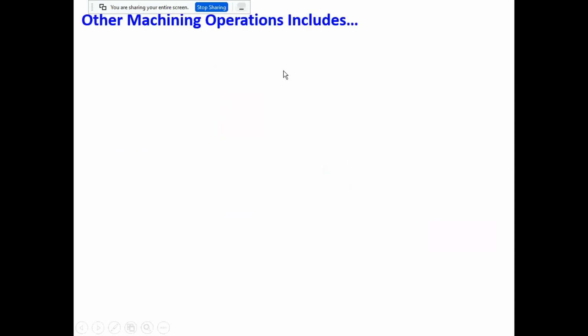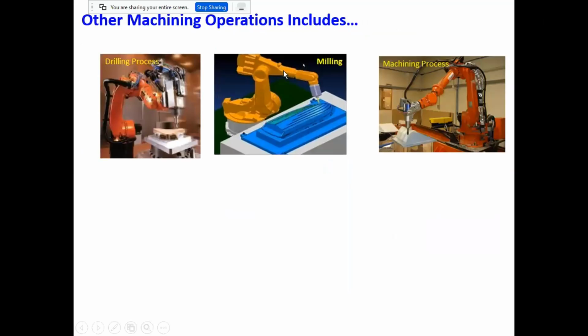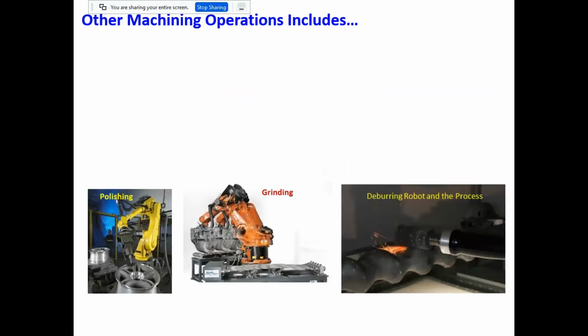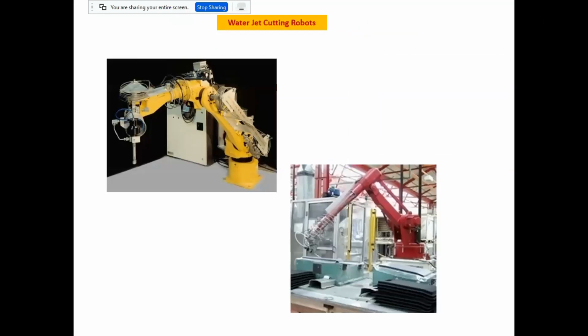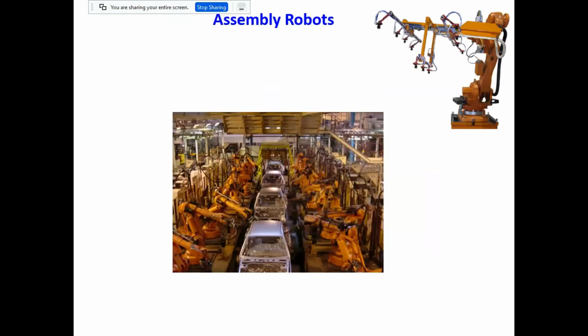Then you will see other machining operations like drilling, milling, polishing, grinding, deburring, and much more. Many applications, you will see water jet cutting, many applications are there. And one more is, as I have told you, parts handled on assembly robots. All the assembly on the car bodies is done through dozens of robots on either side, like a painting robot or a welding robot.